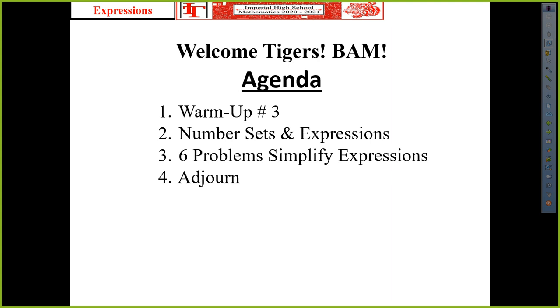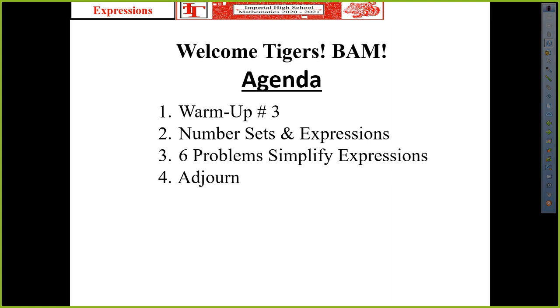So once again, our agenda for today, warm-up number 3. By the way, last week, I know it said on the screen warm-up number 3, but it was actually warm-up number 2. Now it is number 3. Number sets and expressions, we're going to continue and finish today because we got to move on.